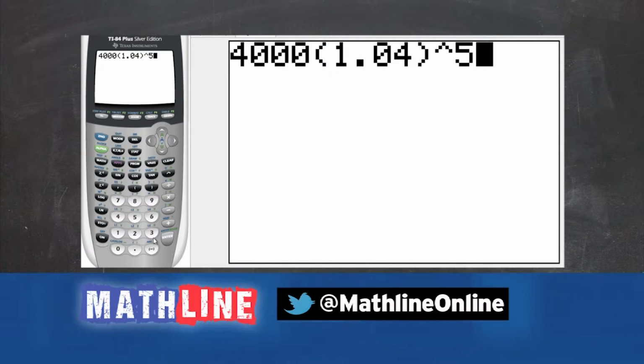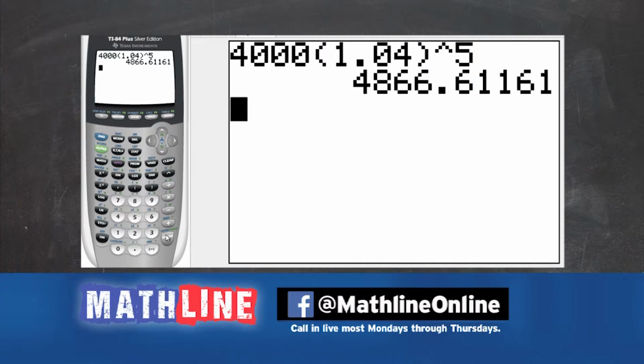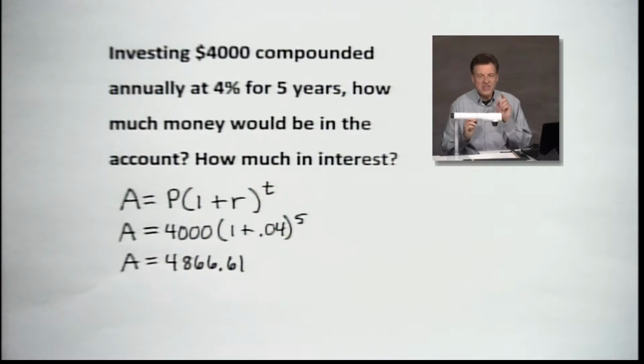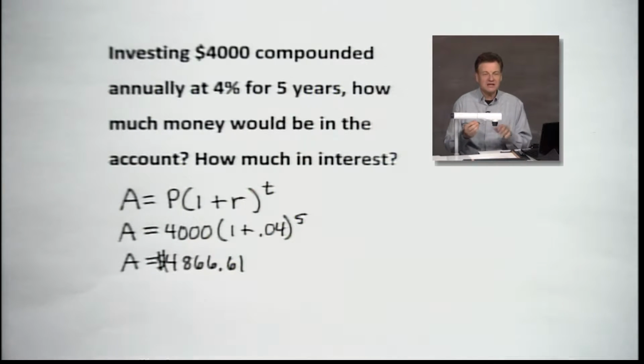This is what you hopefully will be ending up with. Let's see what we got. Whew! Big money. And by the way, like I said, we're going to round off to the nearest cent. So it looks like it's $4,866.61. That's what's in the account. That's what you have. Okay, so there you go, Evan.